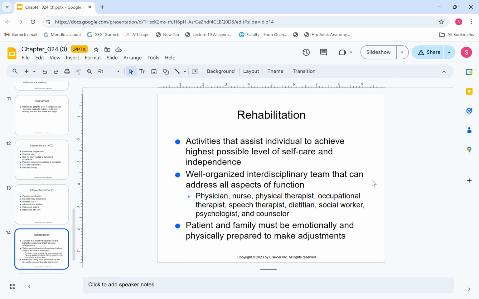Patient and family must be emotionally and physically prepared to make adjustments. Remember, the family might now have to do a lot for the patient. They might have to turn the patient. They might have to stimulate bowel movements. They might have to deal with a feeding tube. They might have to deal with medicating the patient for pain, medicating them for muscle spasms, those kinds of things.